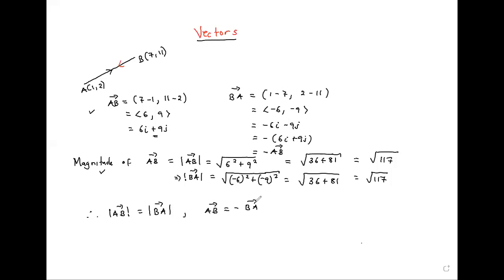Because you have seen that these vectors A, B differ by a sign. Any concern?